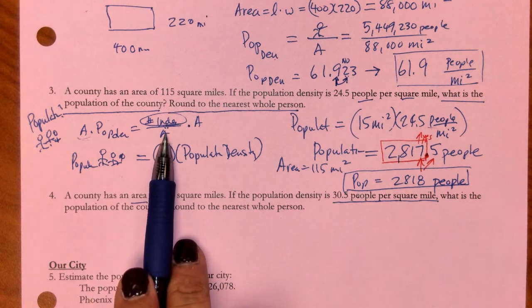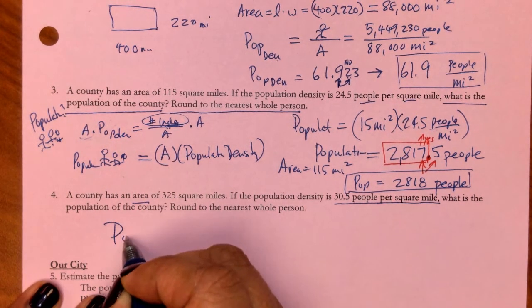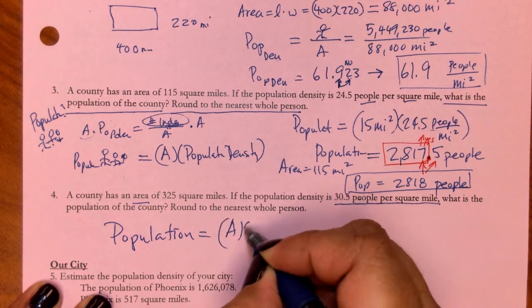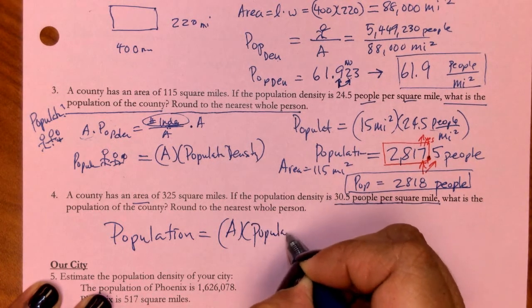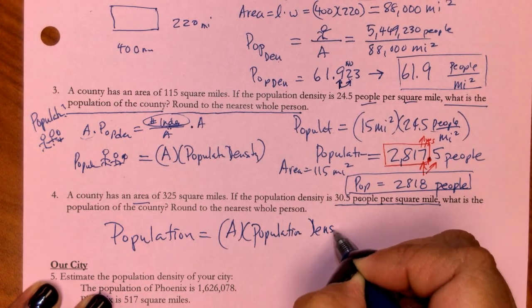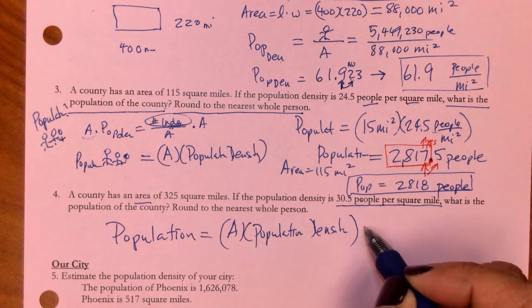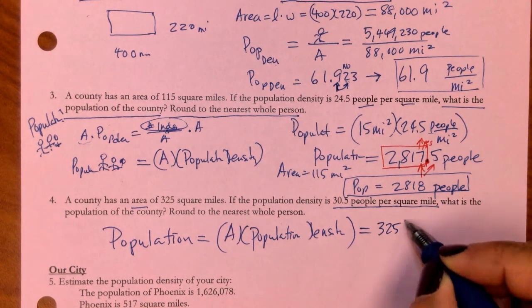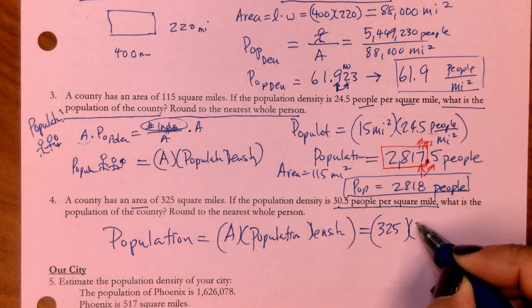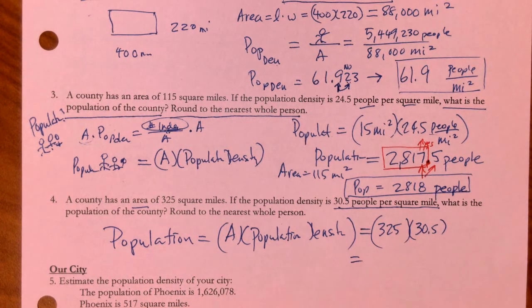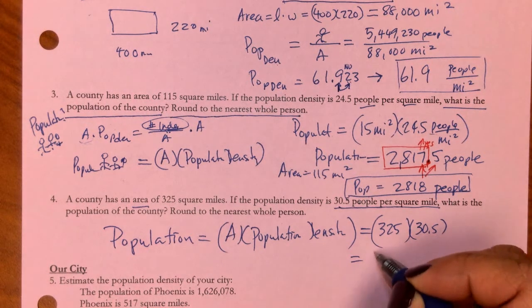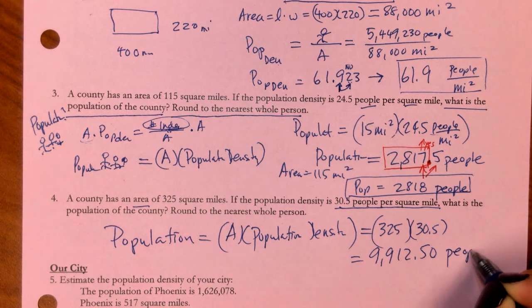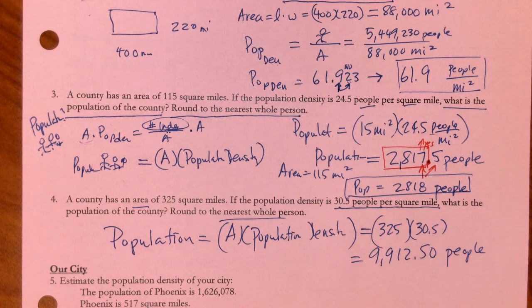So again, I'm just going to borrow the equation we just used. They're asking for population, which is equal to area times population density. I have all those numbers, so I'm just going to plug it in. What number am I going to put for area? 325. What am I going to put for population density? 30.5. When I'm done, I come out with 9,912.5 people. So you should already know that we have to round it to the nearest whole person.